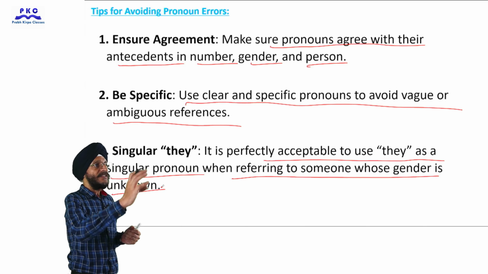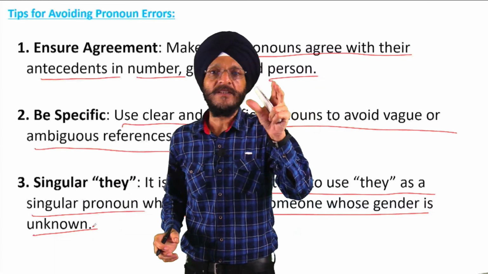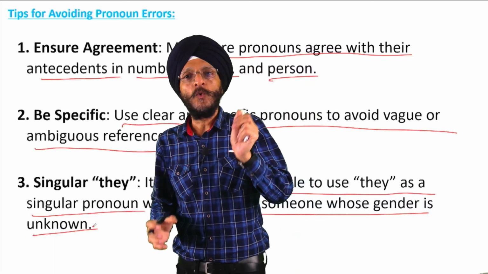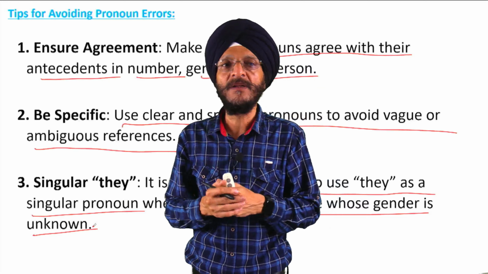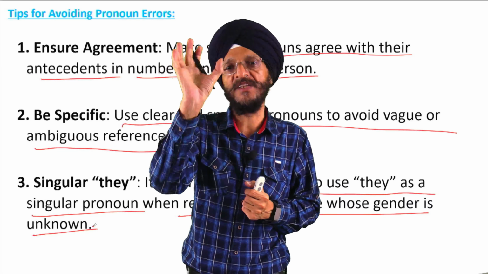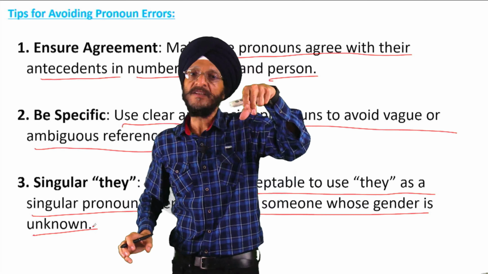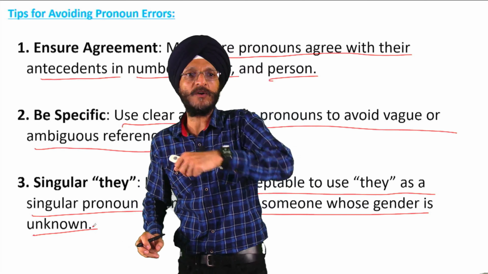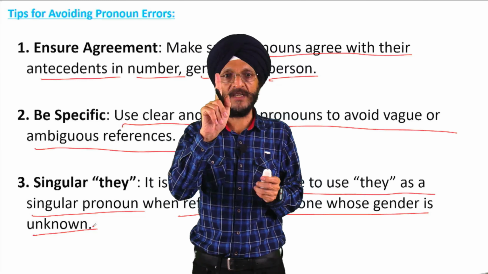If we say that it is not clear whether a person whose phone was left in the classroom was a male or a female, we can use the word they for a particular person. When the gender of a person is not known, we can perfectly use singular they for a single person.